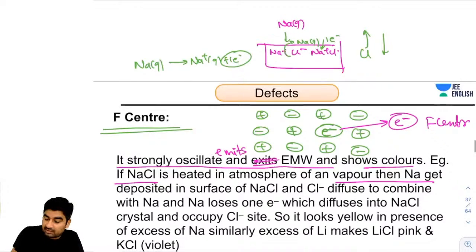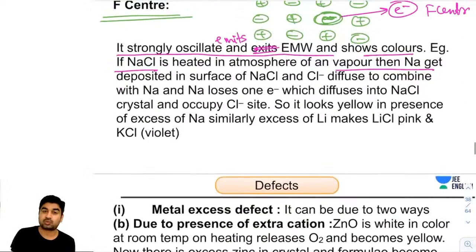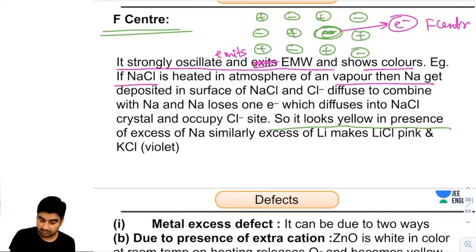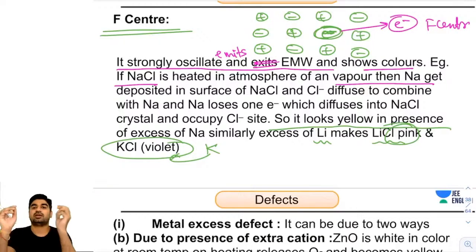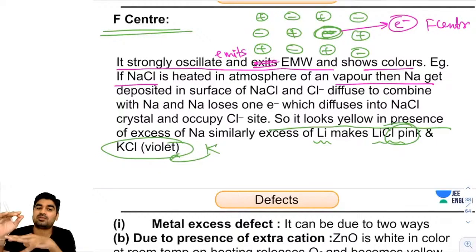It means the electron will diffuse inside the crystal and chloride will come out of the crystal. So that electron will occupy the position of the chloride ion in the crystal, and due to that it looks yellow. Similarly, in the presence of Li, LiCl will look pink, and KCl in the presence of K will look violet. So if somebody asks why KCl heated in an atmosphere of K looks violet, there will be four options: metal excess defect, metal deficiency defect. So you should have an idea about it.